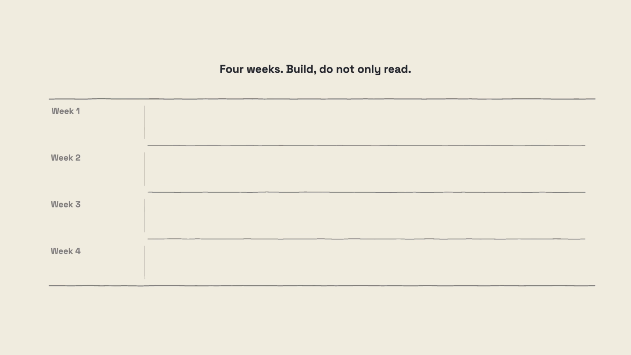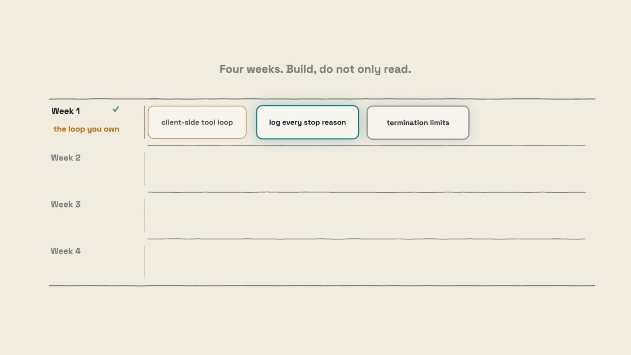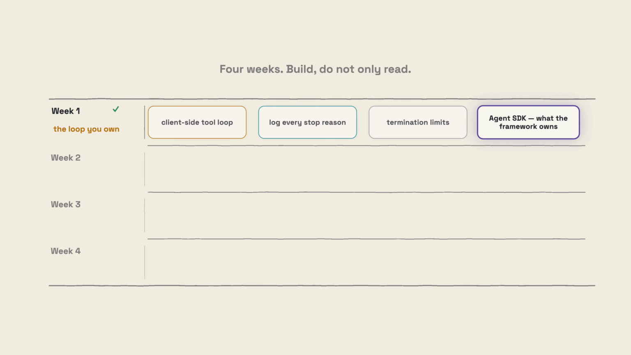4 weeks. Build, do not only read. Week 1. Build the client-side tool loop. Log every stop reason. Add termination limits. Then rebuild the same workflow using the Agent SDK and document what the framework now owns.